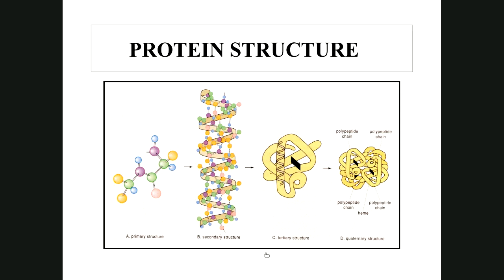Here's just another image showing the linear structure for the primary. This only shows the alpha helix for the secondary. It doesn't show the pleated sheet. Here's your tertiary. It's going to be a combination of alpha helix, that secondary structure, the pleated sheets, and the primary structures. And then your quaternary, this showing hemoglobin again, made of 4 of your tertiaries, 4 polypeptides put together.